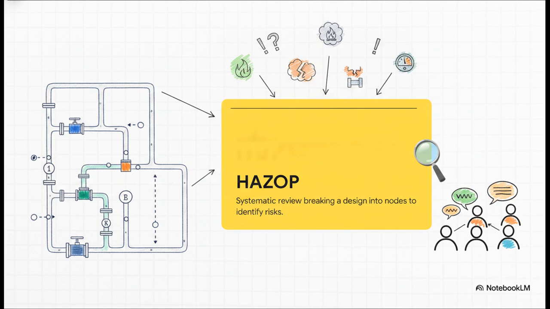Using their collective imagination and standard guide words, they systematically brainstorm every single possible thing that could go wrong. What if the pressure spikes? What if a valve fails closed? It's a vital qualitative review designed specifically to catch engineering blind spots.